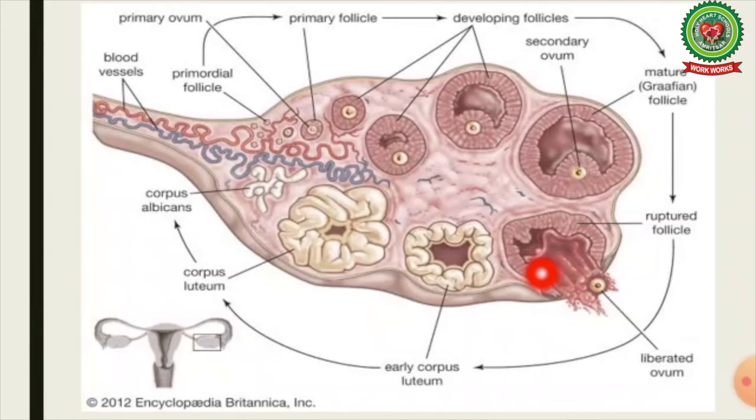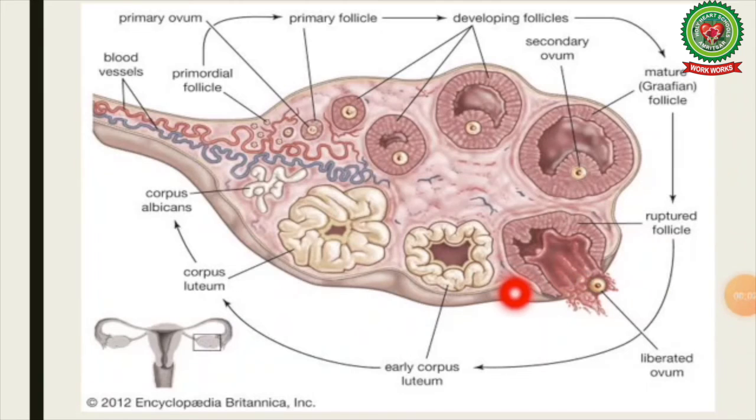In this picture, we can see the development of ova in the ovary. Starting from the primordial follicle, it is converted into the primary follicle, covering the primary ovum by a number of follicle cells. Then these are the developing follicles resulting in the formation of the mature Graafian follicle. At ovulation, the secondary oocyte is released in the follicular fluid, and finally the Graafian follicle ruptures, releasing the ovum.